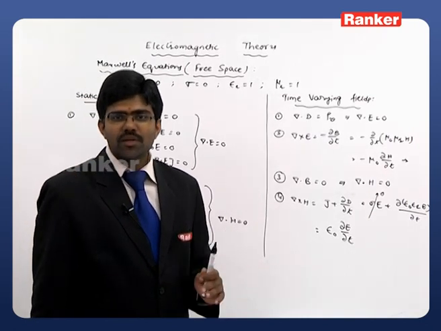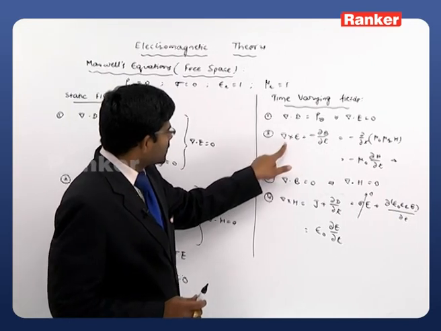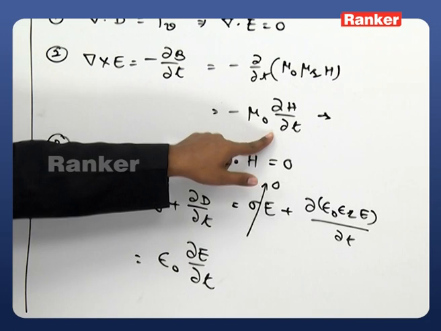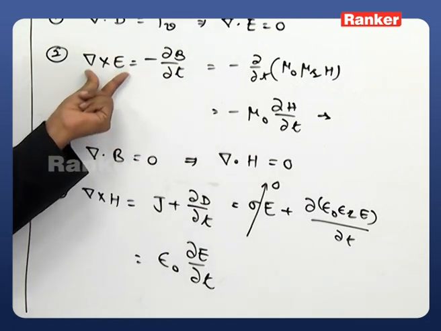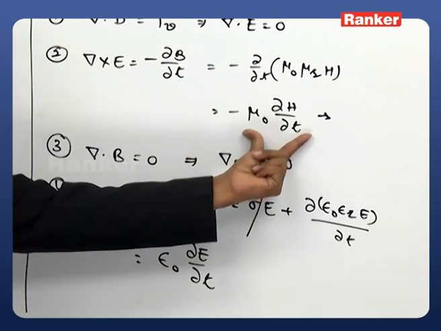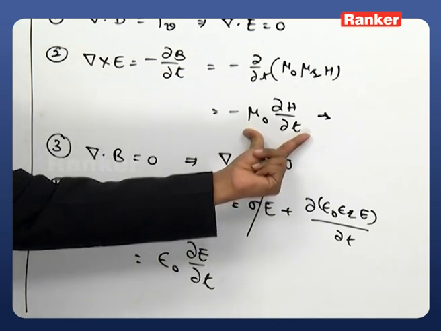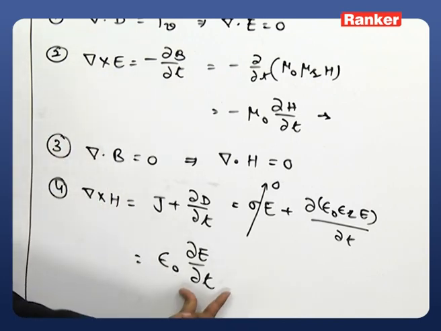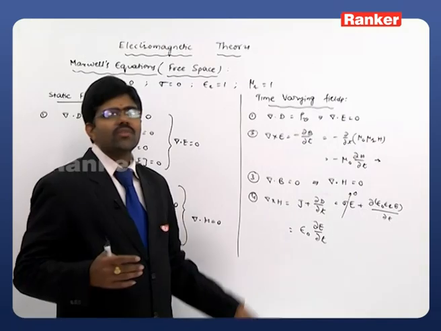How can we say that it is perpendicular? Clearly observe the result. Del cross E is equal to a varying magnetic field, and the cross product of two vectors generates a third vector which is perpendicular to both. So here the result we are getting, a time varying magnetic field is perpendicular to E. Here also a time varying electric field is perpendicular to H.